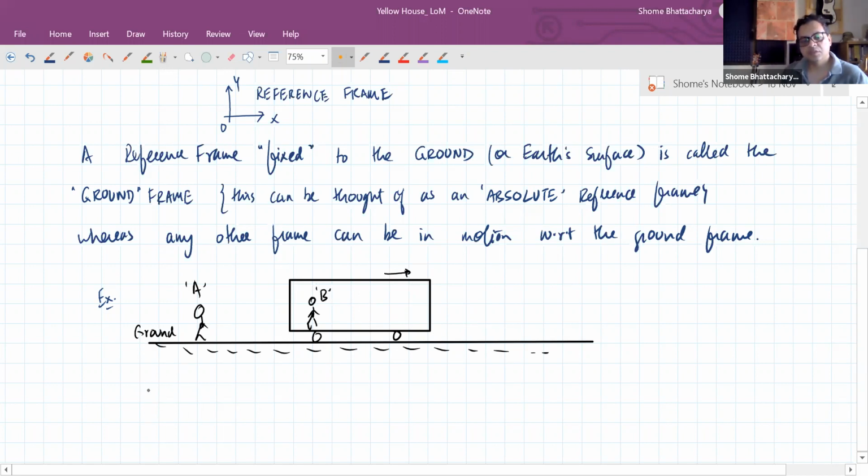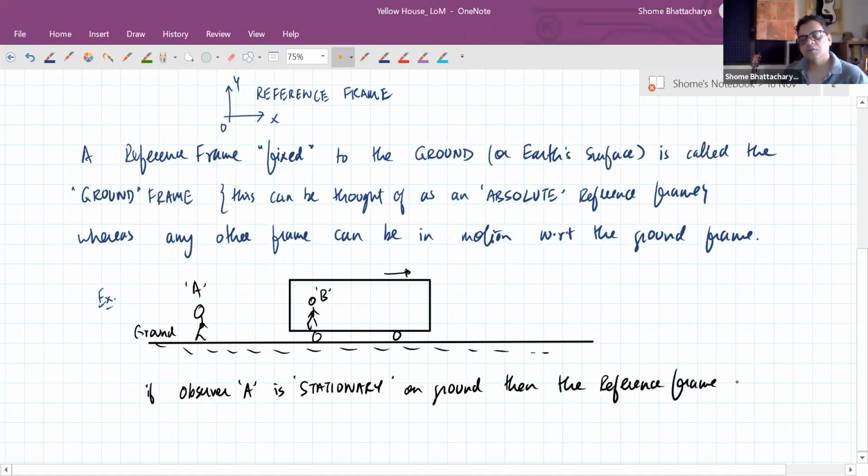So in this example, if observer A is stationary on the ground, then the reference frame attached to A is the ground frame.